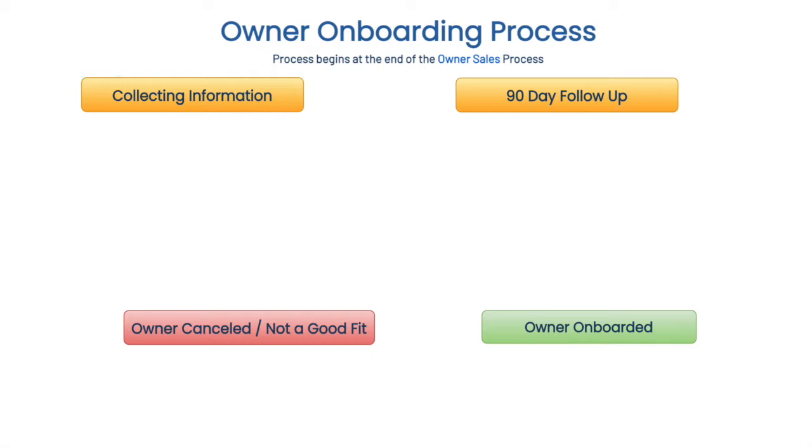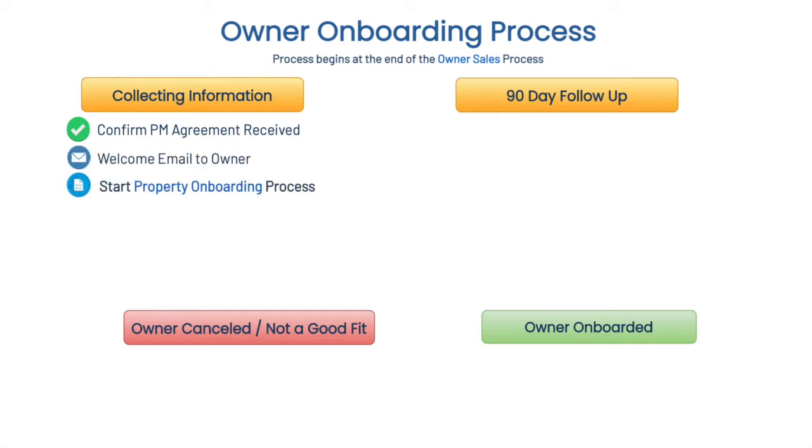The collecting information stage includes steps such as confirming the property management agreement has been signed, sending the welcome email and onboarding packet to the owner, starting the property onboarding process, confirming all documents have been received, and adding the owner to your property management software. At that point, the process moves into the 90-day follow-up stage.